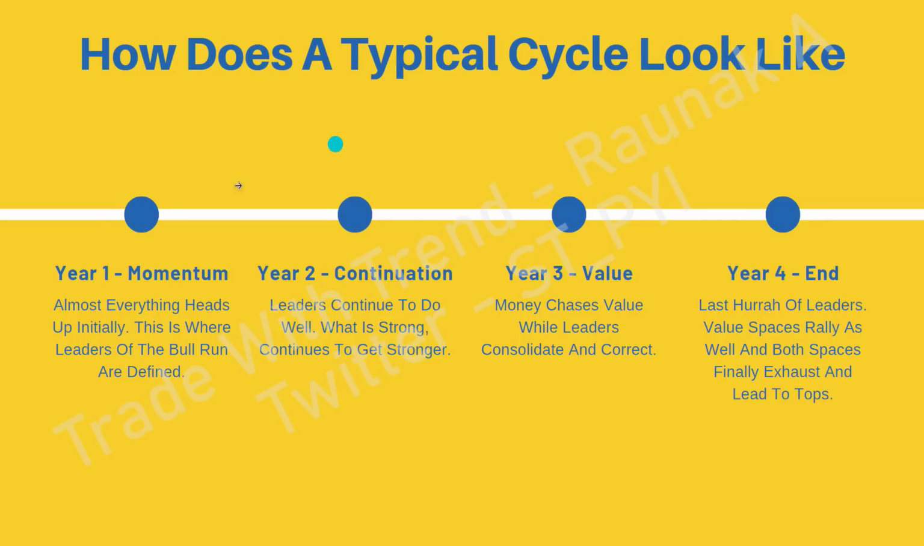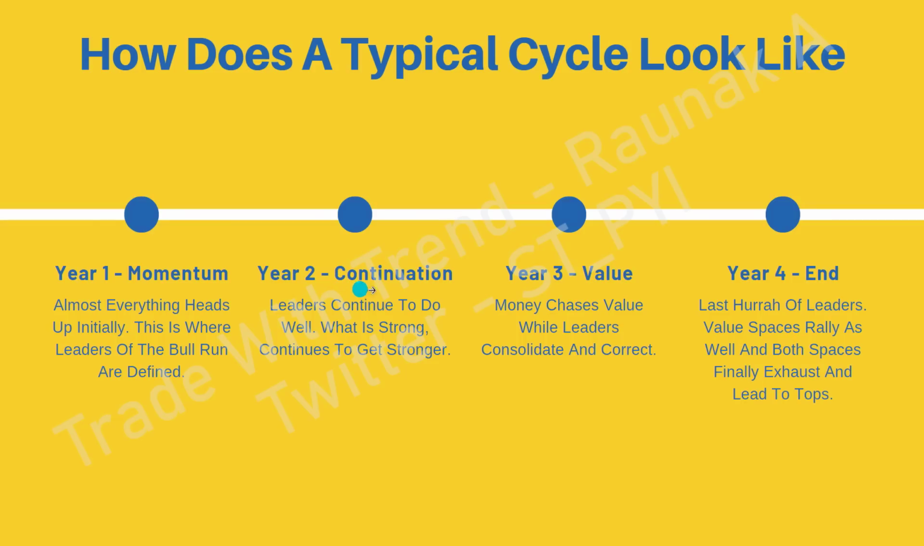See, when a bull market begins, you can take 2020, that is bottom of COVID, as the beginning of a new bull market, and analyze what I'm writing here. At the beginning, it's the momentum phase where almost everything heads up initially. This is where the leaders of the bull run are defined. So the PSE, PSU stocks, defense names, railway names are all defined in the year 2020, 2021.